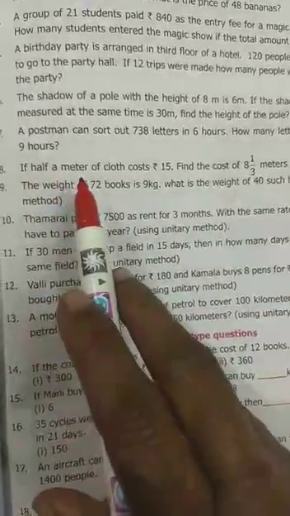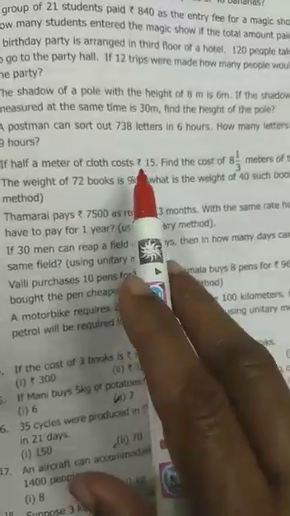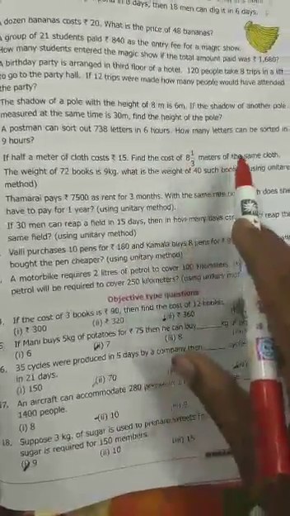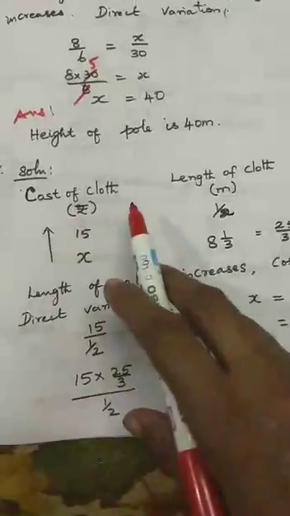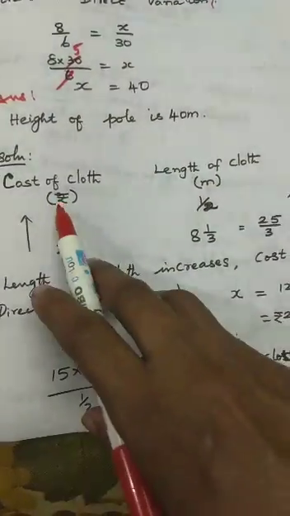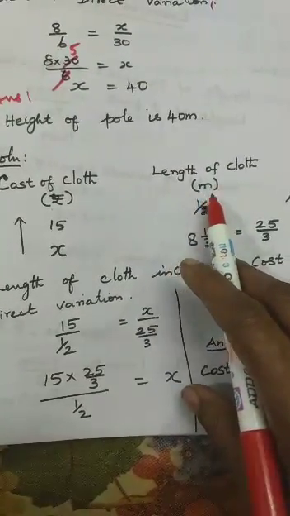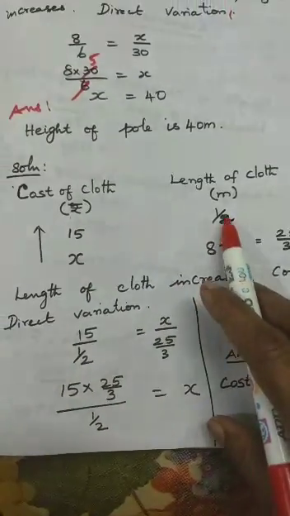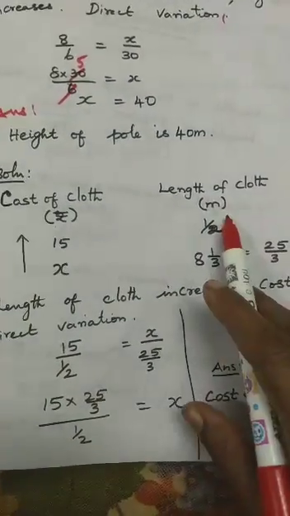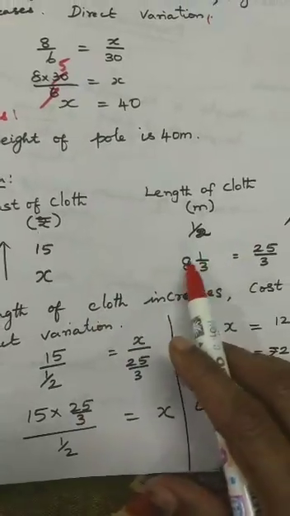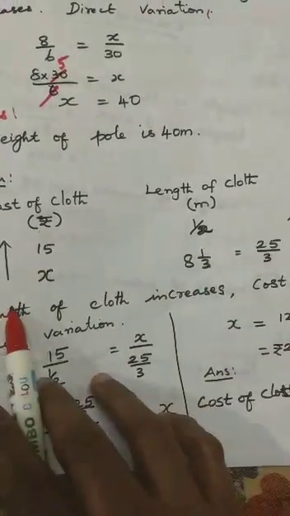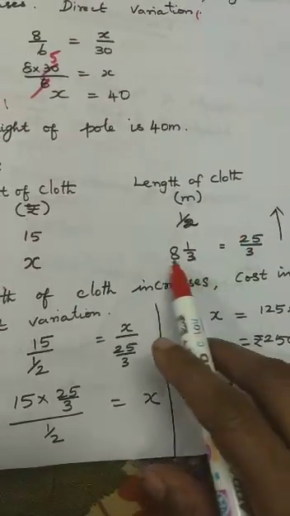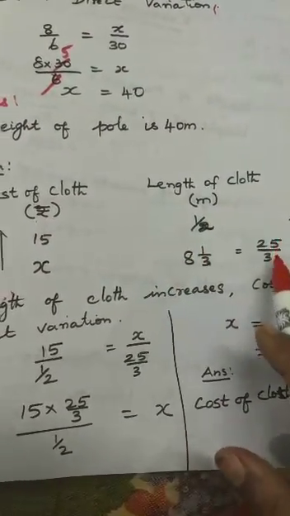If half a meter of cloth costs rupees 15, find the cost of 8 1/3 meter of the same cloth. Cost of cloth, length of cloth. Cost of cloth in rupees, and length of the cloth in meter. So 15 rupees, how much? Half meter, 15 rupees. Then 8 1/3 meter, how many rupees you have to find? So you write this mixed fraction as improper fraction. 8 3s are 24, 24 plus 1, 25 by 3.